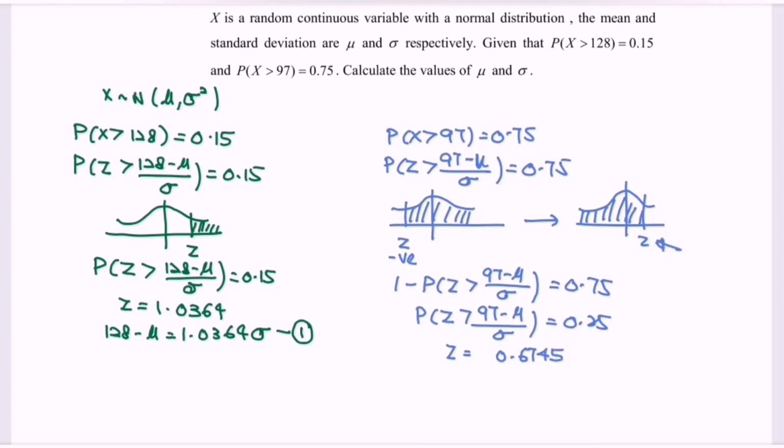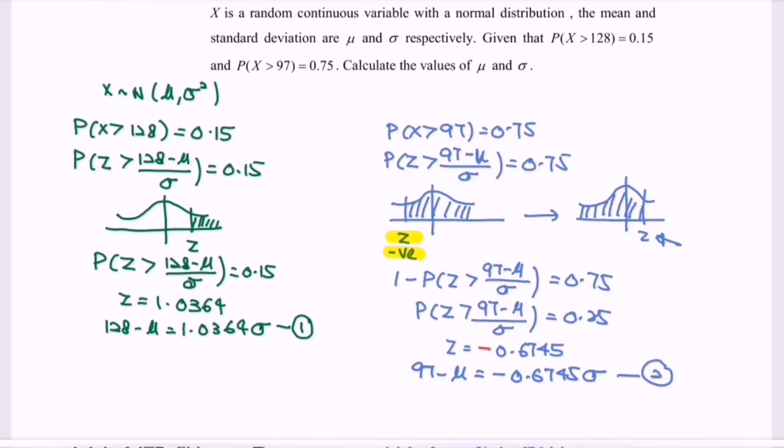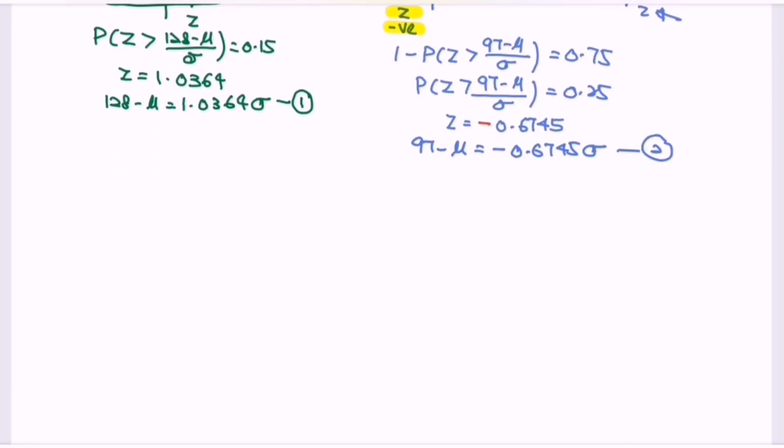If you refer to the diagram, the original Z actually is located on the left hand side, where we have the negative sign. So now Z will be equal to 97 minus mu equals negative 0.6745 multiplied with the standard deviation, and we name it as the second equation. If we continue, what we have to do is to eliminate the mu. So my suggestion would be the first equation minus the second equation.